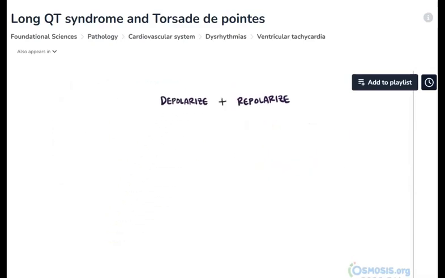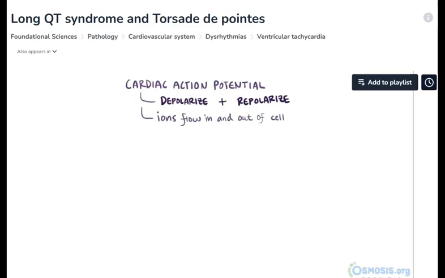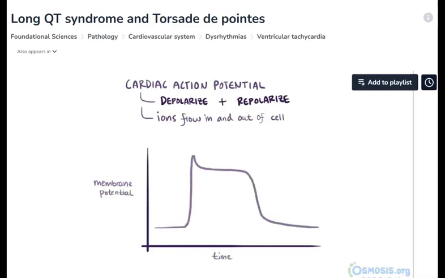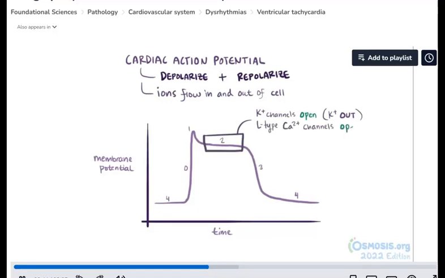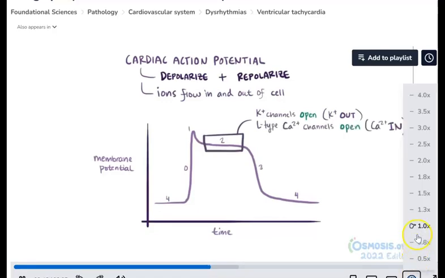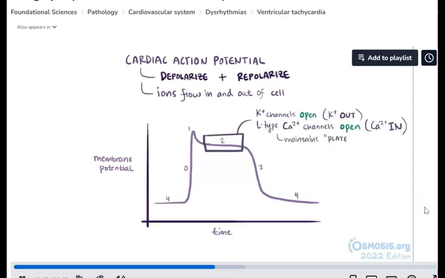And each time it depolarizes and repolarizes, it's called a cardiac action potential, where ions flow in and out of the cell. And this happens in 4 phases, which we can plot on a graph of membrane potential over time. During phase 2, potassium channels open and let potassium flow out, which tends to make the membrane potential more negative. But L-type calcium channels open and let calcium flow into the cell, which tends to make the cell more positive, and therefore it maintains the plateau phase.